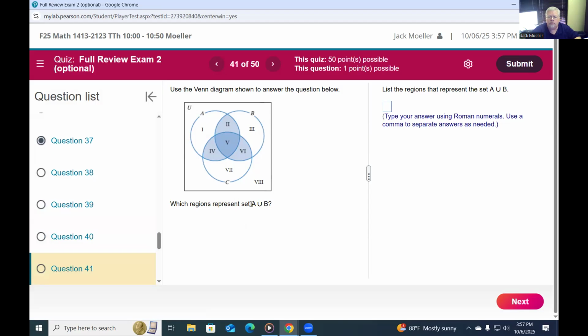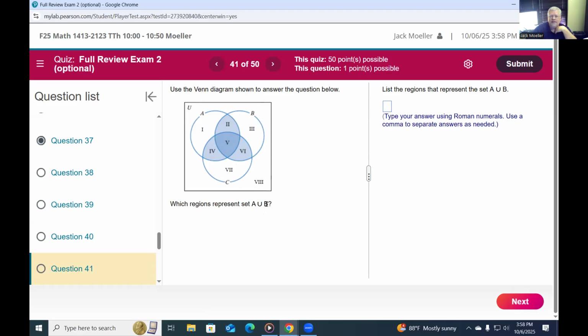All right, so what regions represent A union B? So again, we don't care about C, kind of ignore that it's there. So what does union mean? Treat this just like a regular 2-set Venn diagram. I want everything in A as well as everything in B. So everything in A is 1, 2, 4, 5. And then B, we've already done 2 and 5. We need 3 and we need 6. If it was intersection of A and B, it would be 2 and 5.